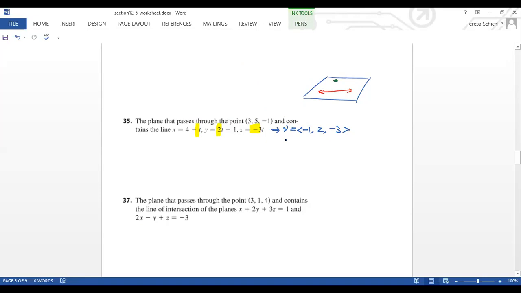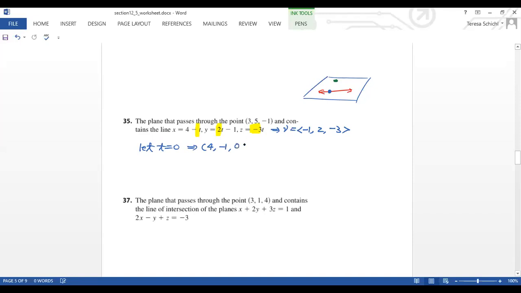Now I'm going to find a point on the line. Any point will do, so let's say t equals 0. So the point on the line will be 4, -1, and 0, right?